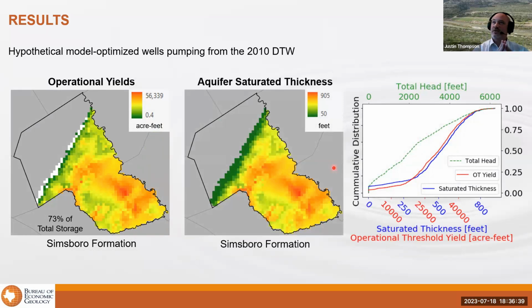You can see here just immediately visually that the saturated thickness of the aquifer itself is what's driving those operational yields, right? This is saturated thickness. These are the yields. You could almost lie to me and tell me that's the same graphic. It's not. It's really not. But boy, it sure looks like it is. And that's just a testament to how closely these factors are related. And again, that goes back to what I just explained, right?